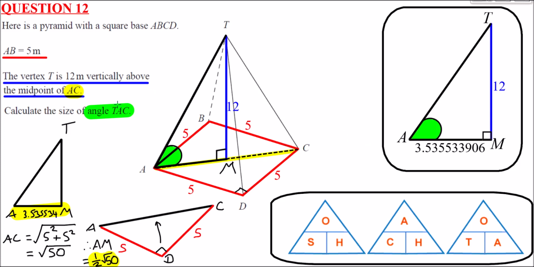Well, we're trying to find angle TAC, which, by the way, because M is along AC, that's the same as saying I want to find the angle TAM. So we can find TAC by working out TAM, which is this angle here. It's one and the same thing, because M is on the line from A to C.